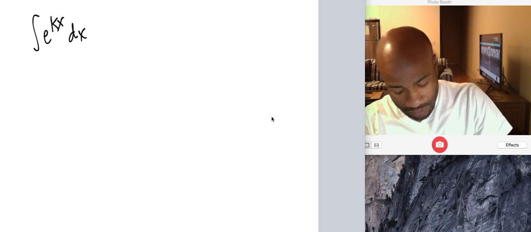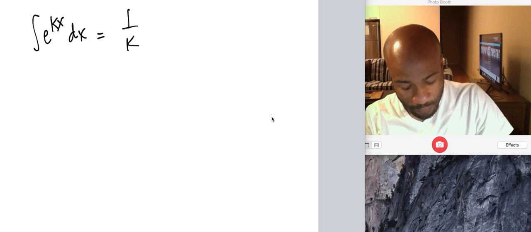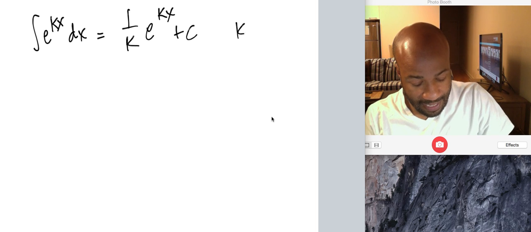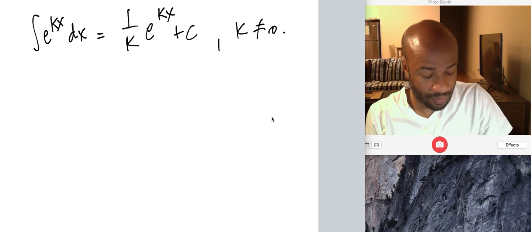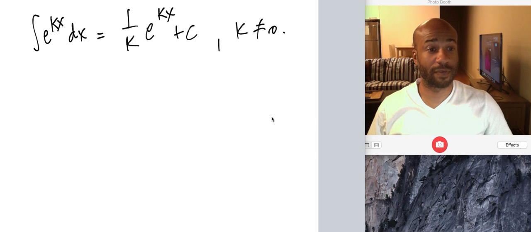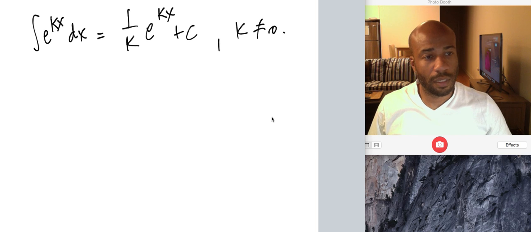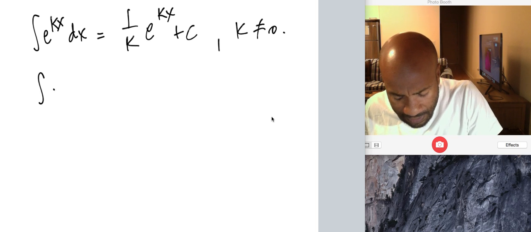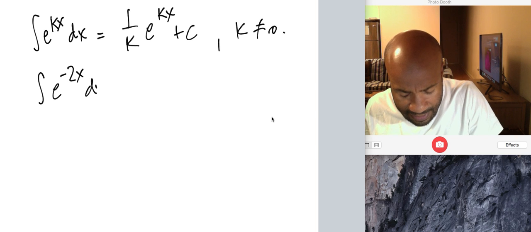So I'll just go right into it. It's 1 over k e to the kx plus c, and k cannot be 0. If you have 0, then you actually have a constant, and the antiderivative is c, a constant, from the last section. So let's use as an example, let's say e to the negative 2x dx.